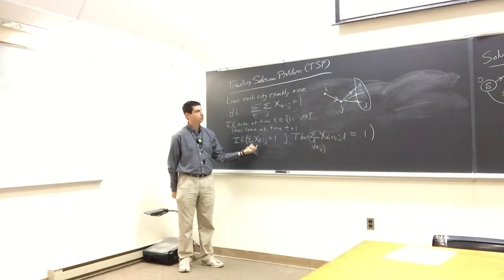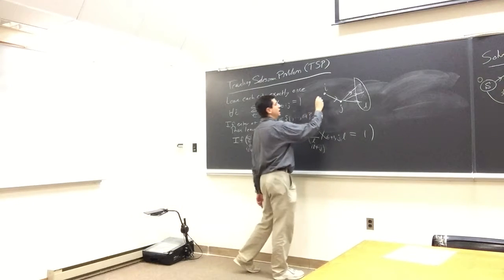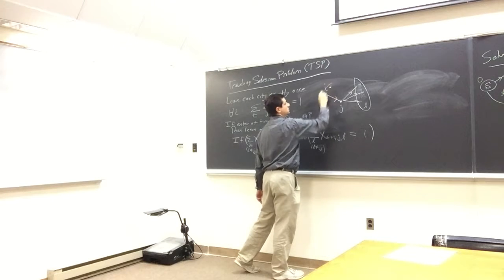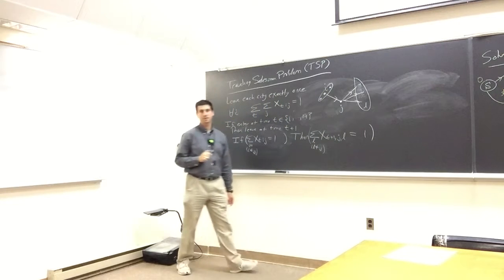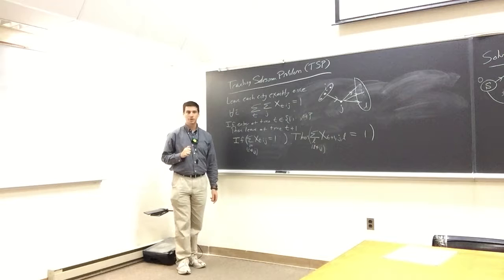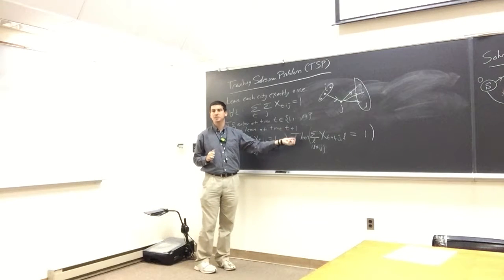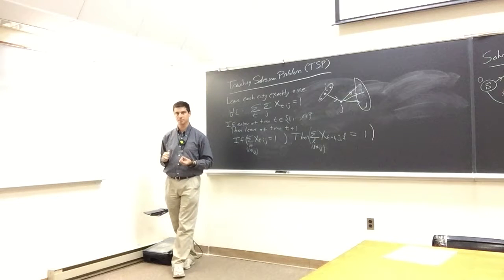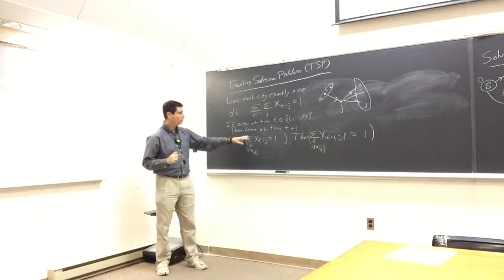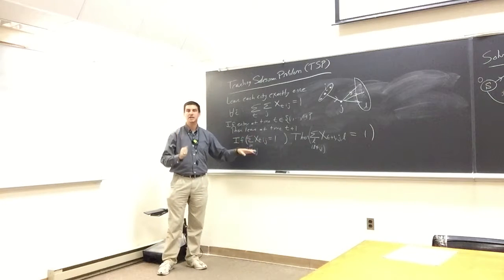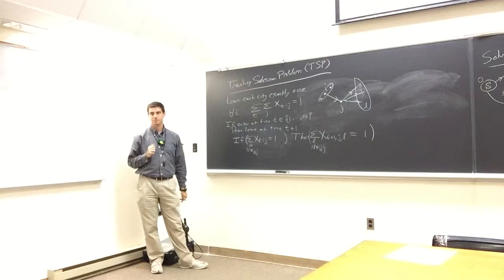So if I got to city J, there must have been some city I that brought me to J. I don't know which one. So what this is saying is, if at time t I'm at J, then at time t plus 1 I leave J. We don't know how we got to J unless the time is 0. If the time is 0, we definitely know how we got there.